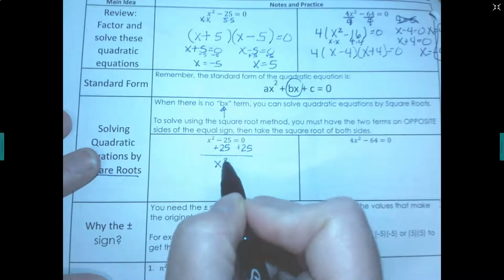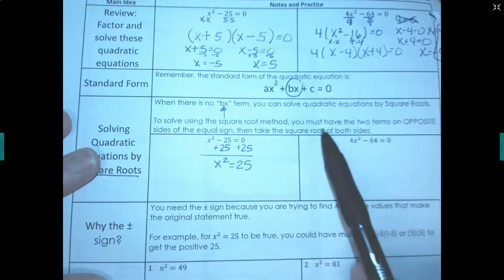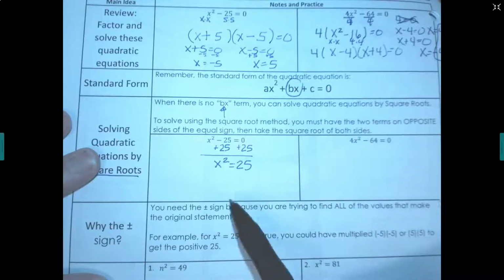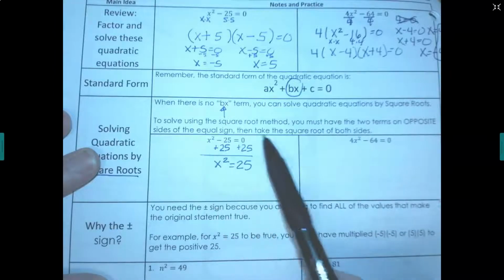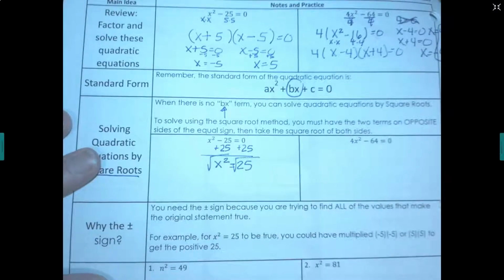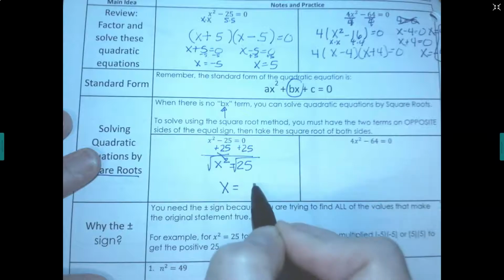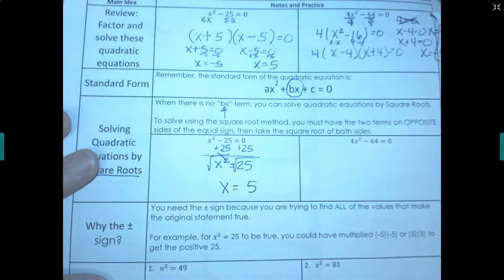And we get x squared equals 25. So this is what it's saying. You must have the terms on opposite sides of the equal sign. So we did that. Then take the square root of both sides. The square root of x squared, the square root cancels the square, leaving x. And the square root of 25 is 5.